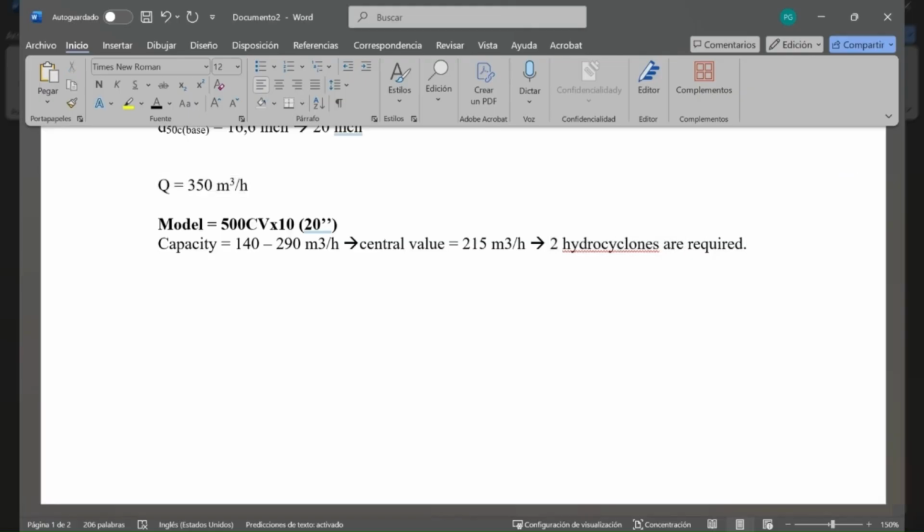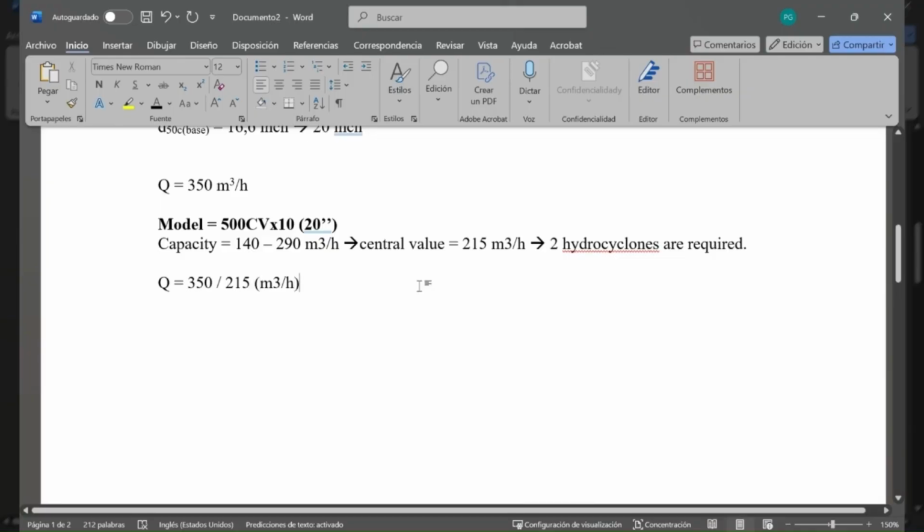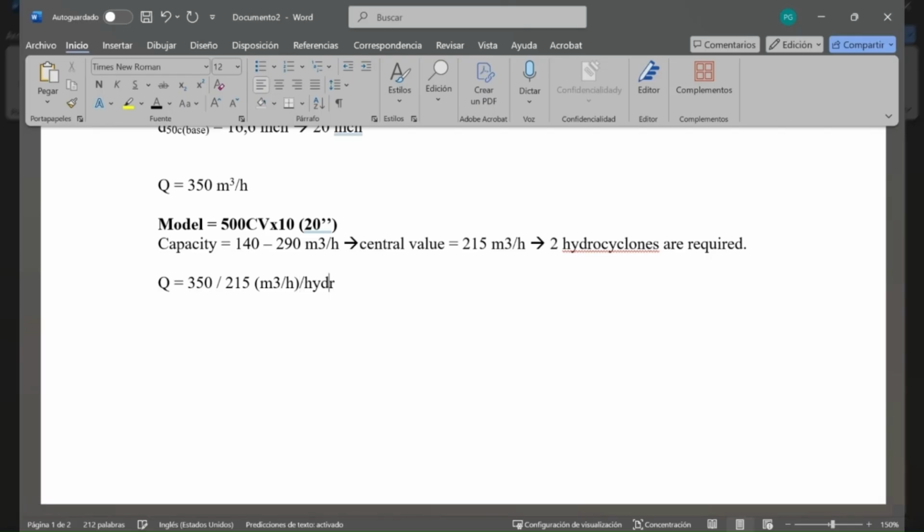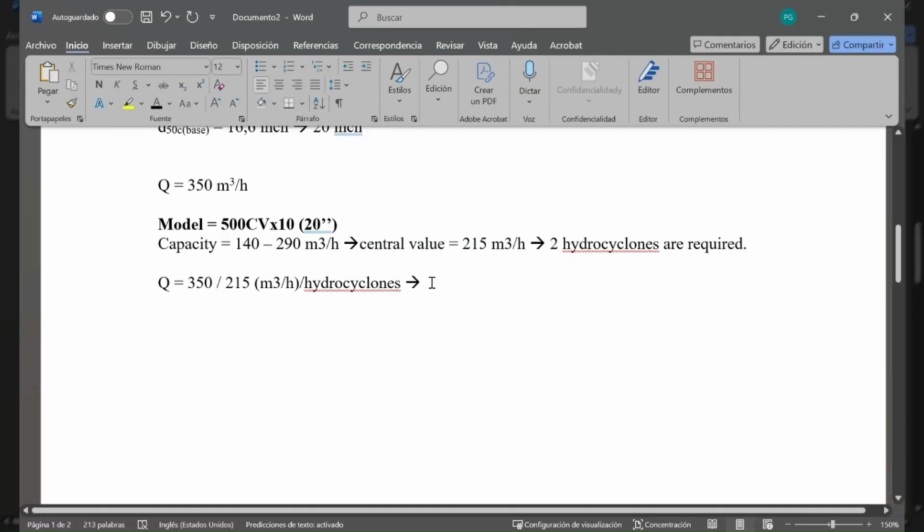If you want to see this better calculated, this would be 350 divided by 215 cubic meters an hour per cyclone, giving the number of hydrocyclones in this case. And this would give us a little bit less than 2.